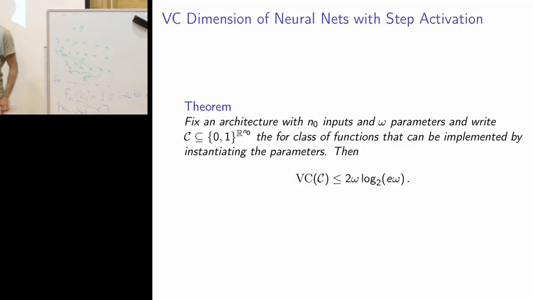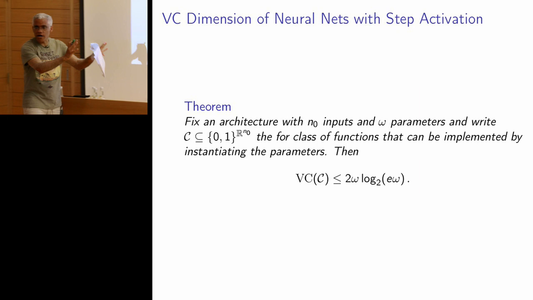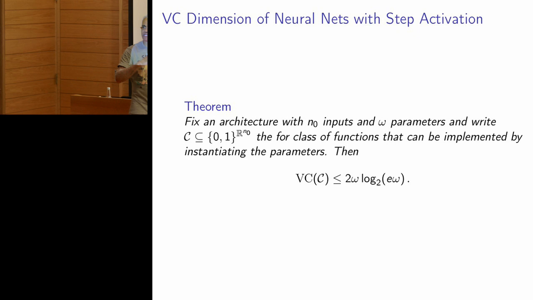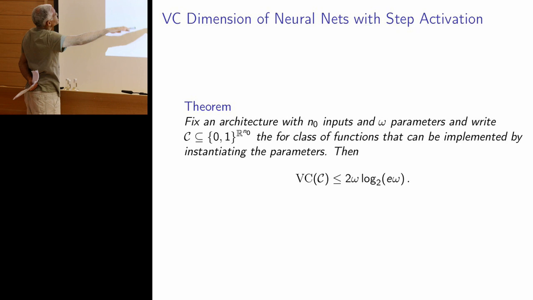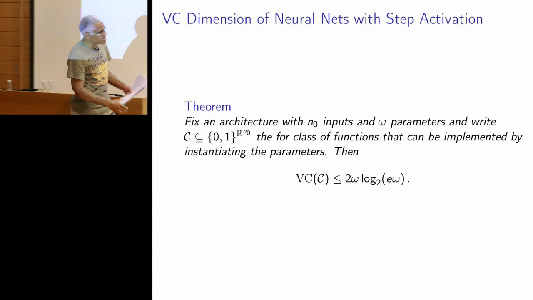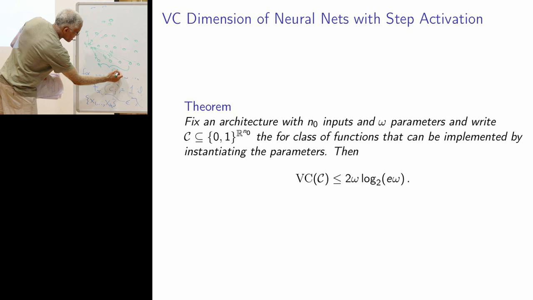If I fix a graph, then I have a concept class. The concept class is got by varying the parameters of the net, so these weights in the graph. This is what I mean by fixed architecture. In this case, N0 is the number of inputs. So this is a concept class that takes tuples of dimension N0, and maps them to {0, 1}.